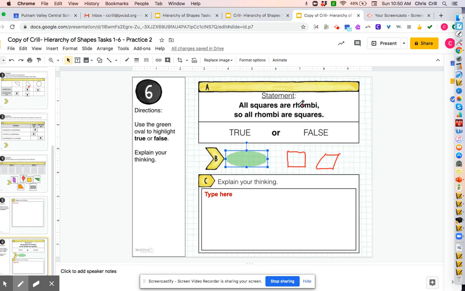All squares are rhombi. Yes, that's true. But are all rhombi squares? What does this part of the sentence do to this statement? If you're thinking really hard, you're going to say, wait a minute, that doesn't make sense here. So that's false. And you're going to type here, why or when would a rhombi not be a square? You can kind of use this picture to describe that.